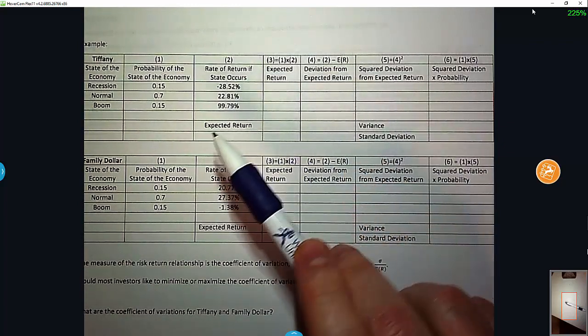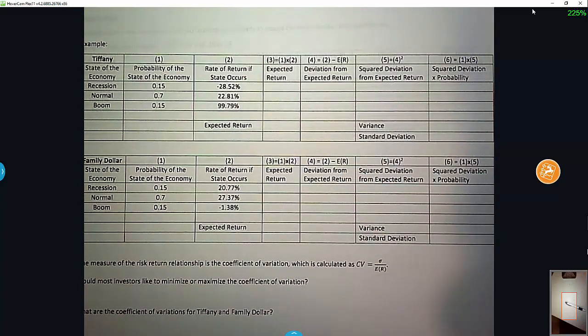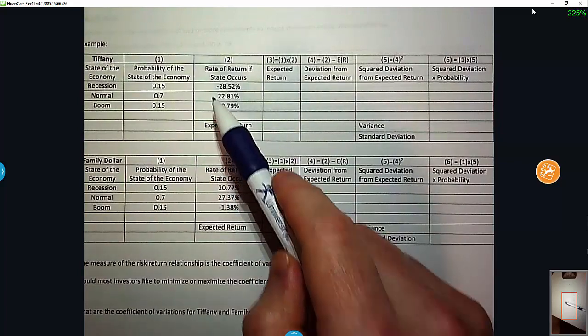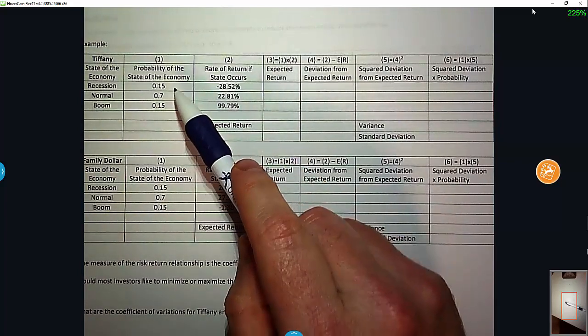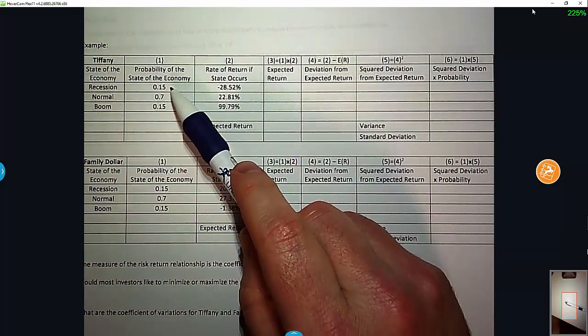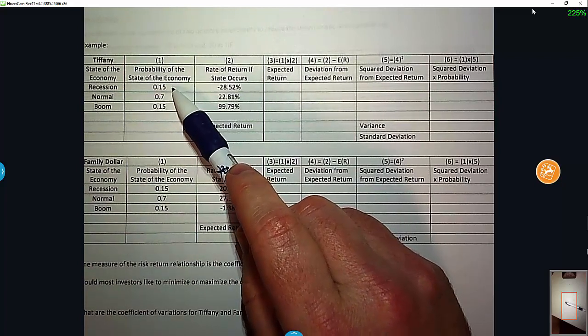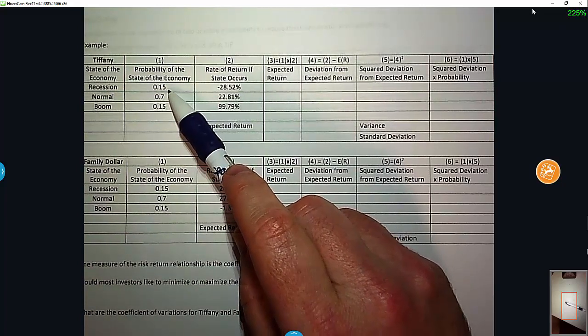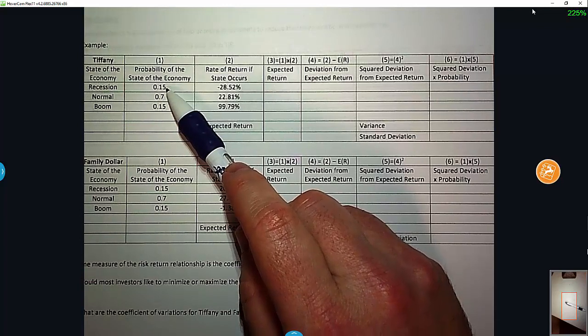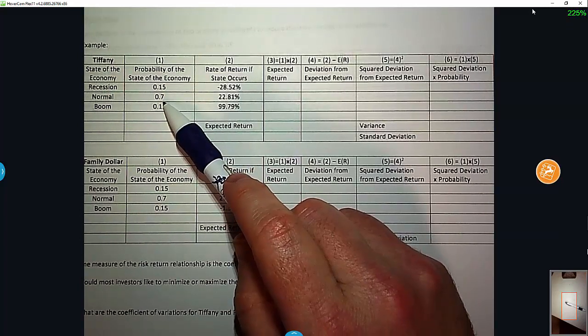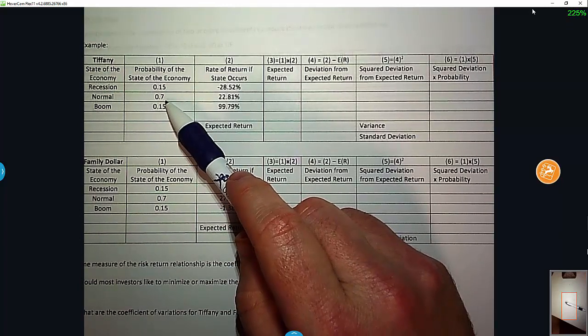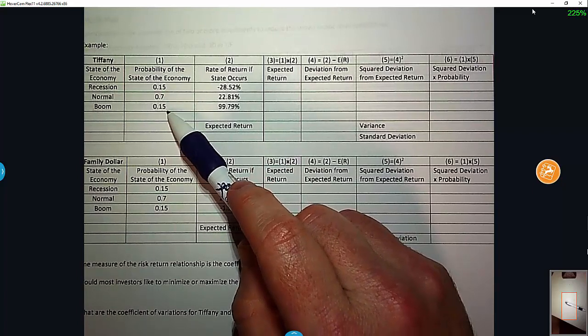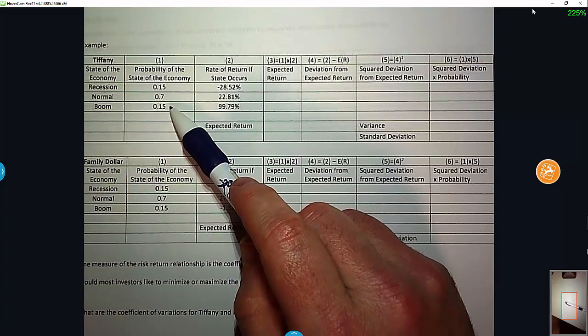The way that I calculated these is that I looked for about a 15-year period of time at the returns during different states of the economy. So overall, and this is an estimate here, the probability of a recession is about 15% in a given year. The probability of a normal economy is about 70%, and the probability of a boom is about 15%.